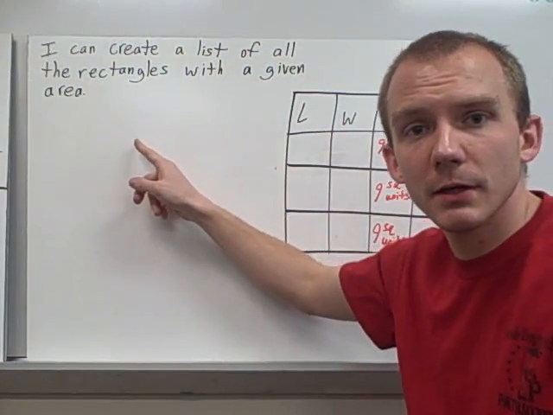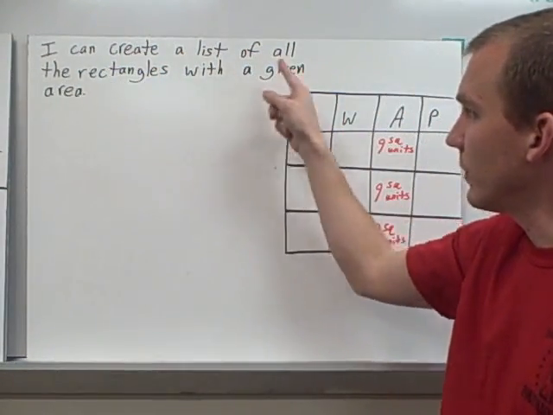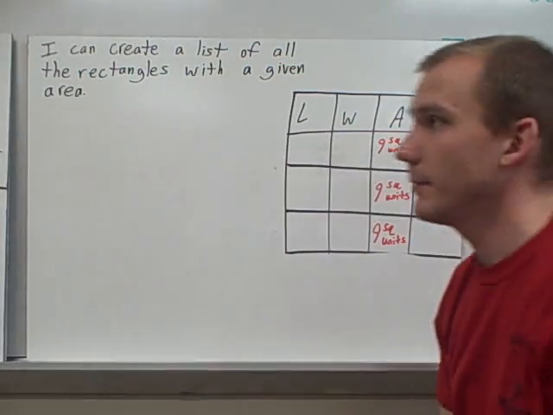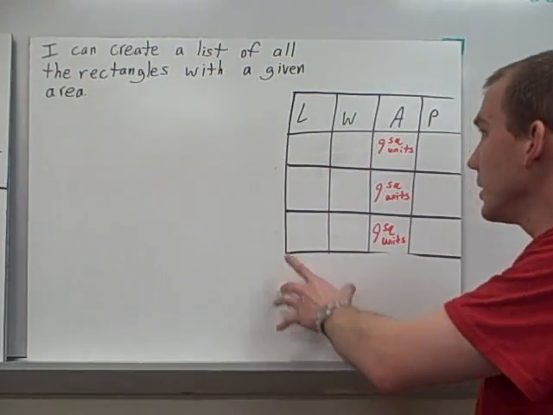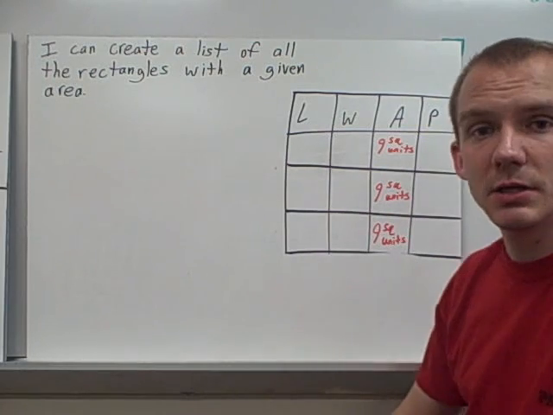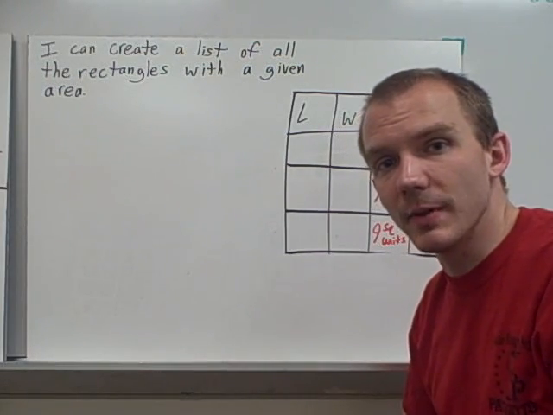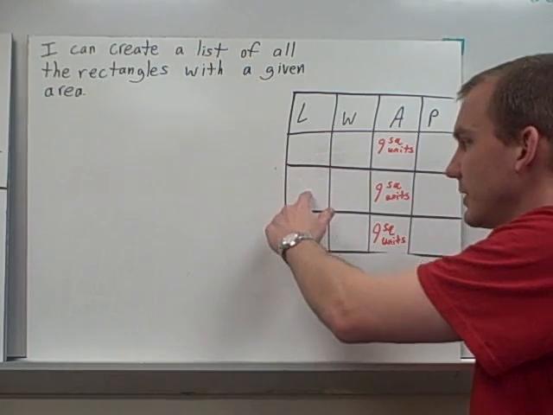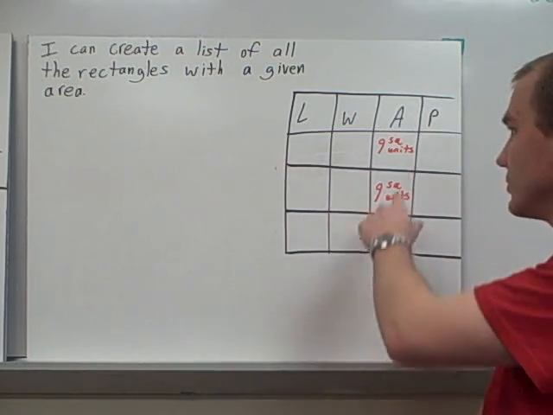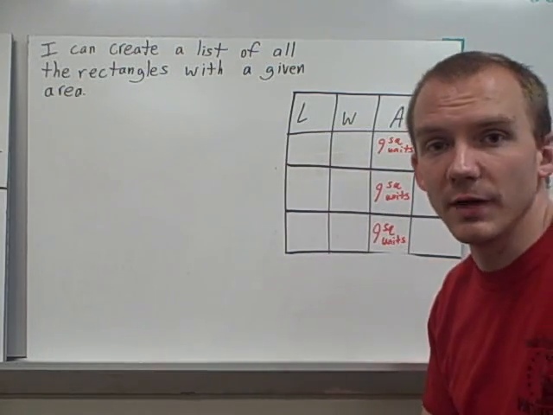Here's your target. I can create a list of all the rectangles with a given area. I helped you out here. I set up your chart. Your area is 9 square units. Sketch out all the rectangles you can make. Your hint: there are only 3 different rectangles you can make with an area of 9 square units.